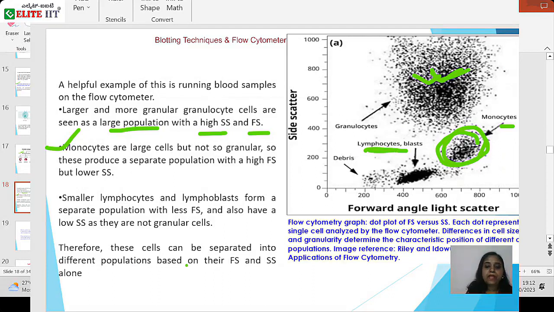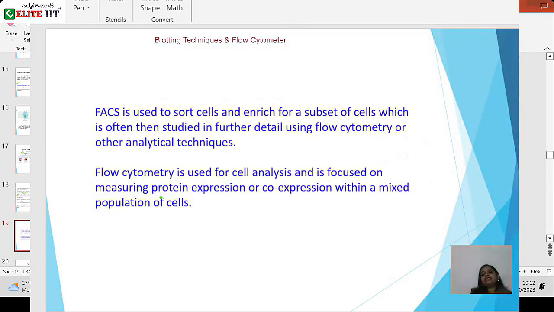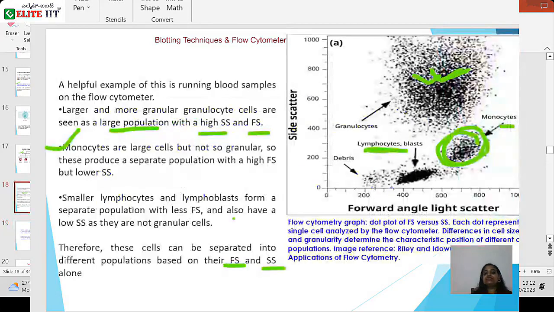Now, see, therefore these cells can be separated into different populations based on their FS and SS alone. Now, in this case, FACS is used to sort cells. So in this process, we are sorting the cells, separating all the cells.